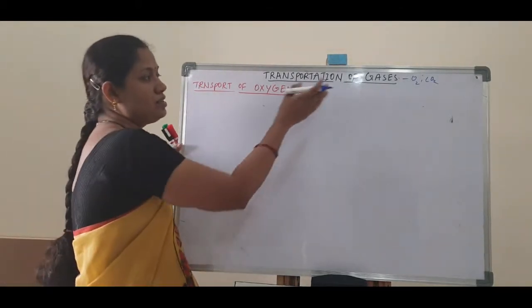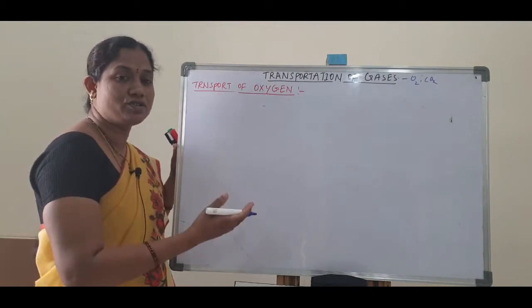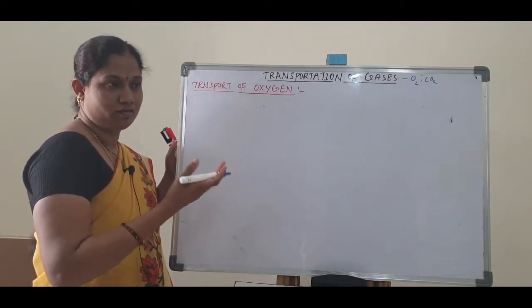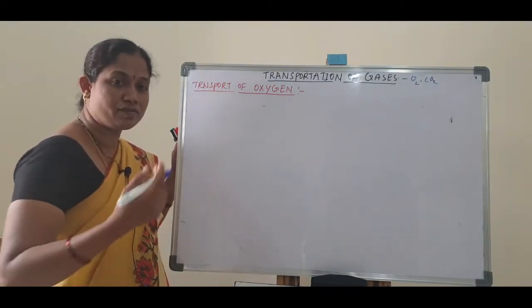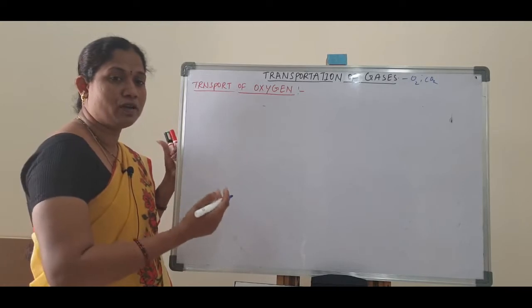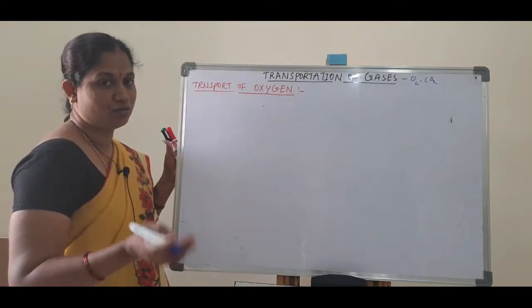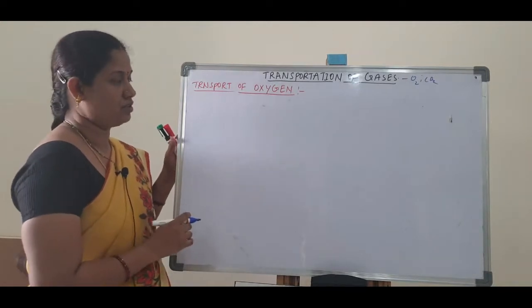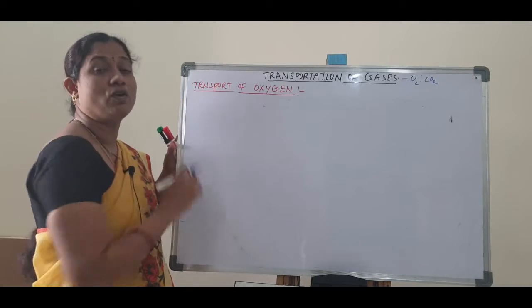So how do this oxygen and carbon dioxide diffuse into the blood during the exchange process? During the exchange process, what will happen? Oxygen diffuses into the blood. So through the blood, how are oxygen and carbon dioxide transported to the tissues? We will see this transportation. First of all, we will discuss the transport of oxygen.